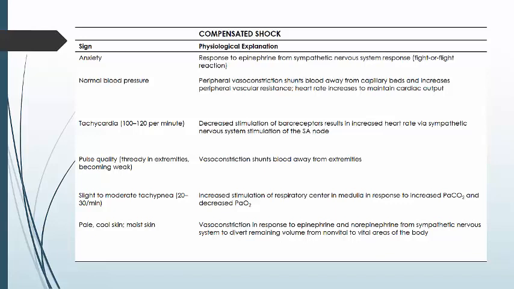Right, we're going to look at the pulse quality. So if it's thready or becoming weak, this is because of that vasoconstriction. It's shunting blood away from the extremities back to the core with the lower sensitivity organs. Slight to moderate tachypnea, 20 to 30 per minute. What we're doing here is literally just trying to get more carbon dioxide out and more oxygen in. Okay, so we're just breathing faster to achieve that. Our pale, cool, moist skin, this is also due to that vasoconstriction. We're vasoconstricting because of the epinephrine and norepinephrine in the sympathetic nervous system. So we are still diverting from the non-vital to the vital areas of the body.